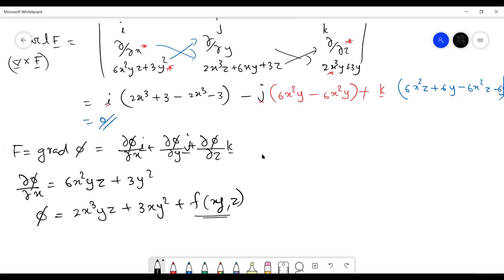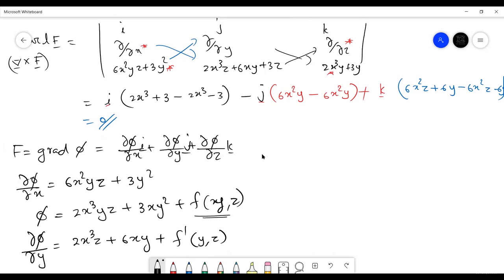So now we have used one condition, right? There are another two conditions, that is ∂φ/∂y, right? We can find this from here. So that is 2x³z + 6xy + f'(y), I said that is the partial differentiation of f with respect to y, right?